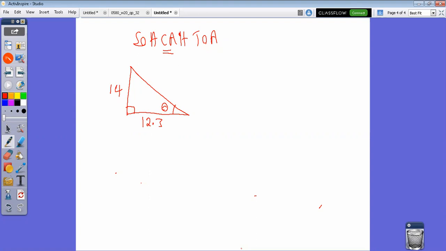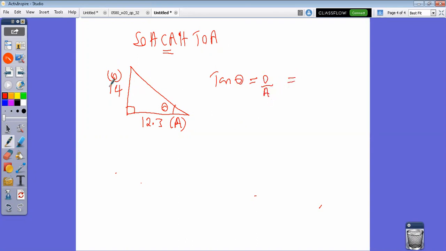Tan. You said tan. Everyone, do you agree? Where the angle is sitting, then opposite and adjacent, correct, tan. So look at this here. Tan theta is equal to opposite over adjacent.